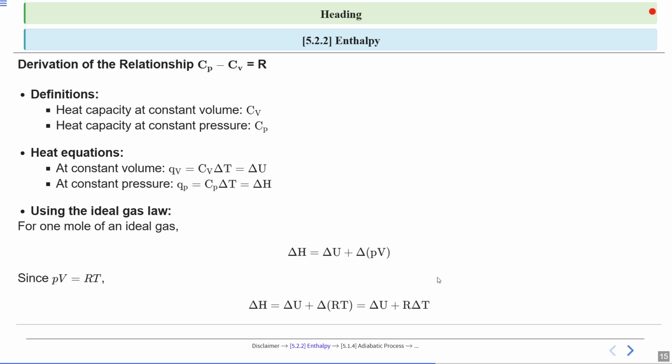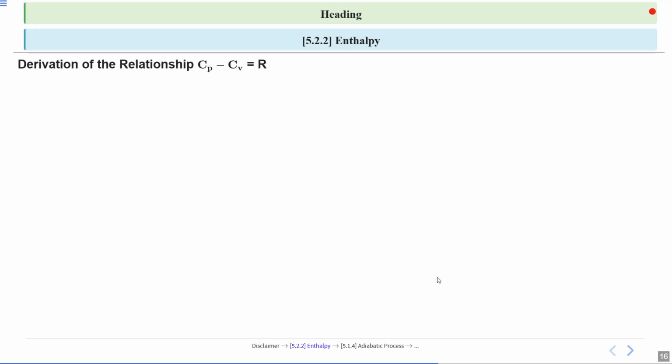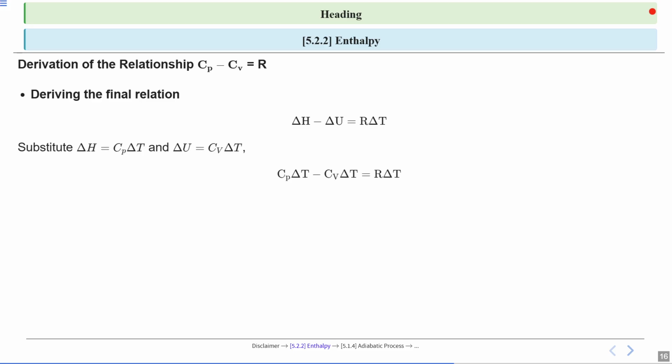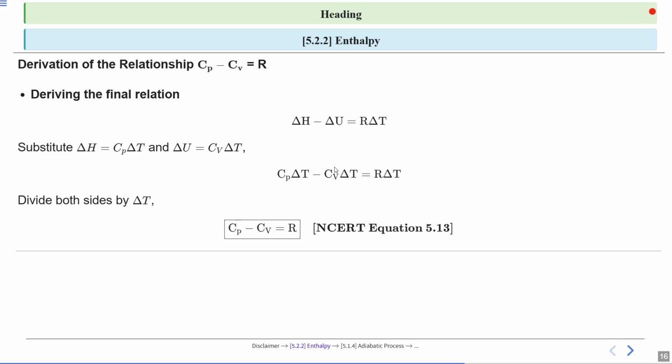Now let us move further on this derivation. So we know already that delta H minus delta U is equal to R delta T. Then substituting the delta H and delta U from the previous equations, we can write Cp delta T minus Cv delta T is equal to R delta T. It's very simple. This is directly from our previous equation. Or else we can divide the whole thing by delta T and we will get Cp minus Cv is equal to R. So this is equation number 5.13, and this is a very important relation.